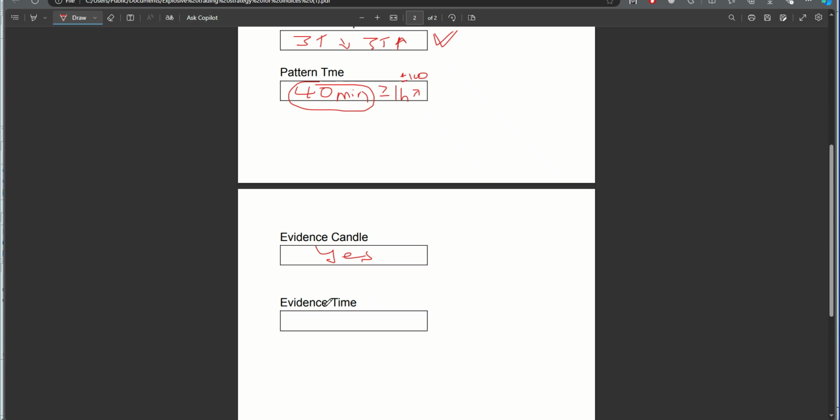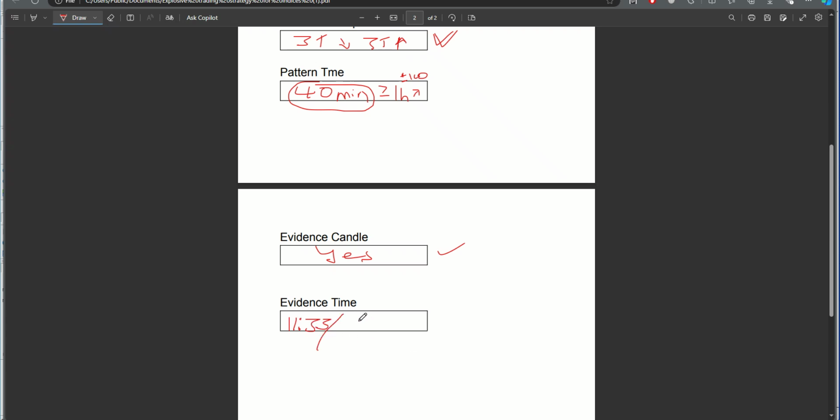So what time is the evidence candle? This is a very important check mark. Let's say, I'm using US time, if it's at 11:30, or 11:33, this is a good trade.